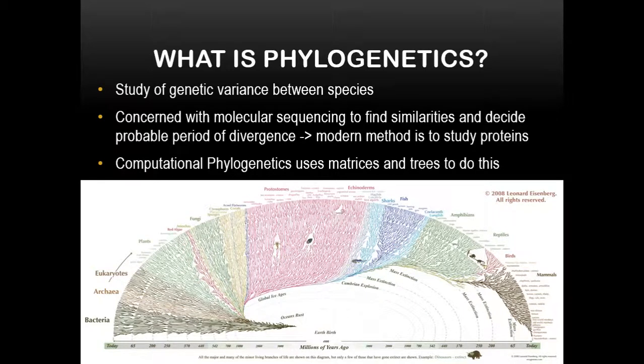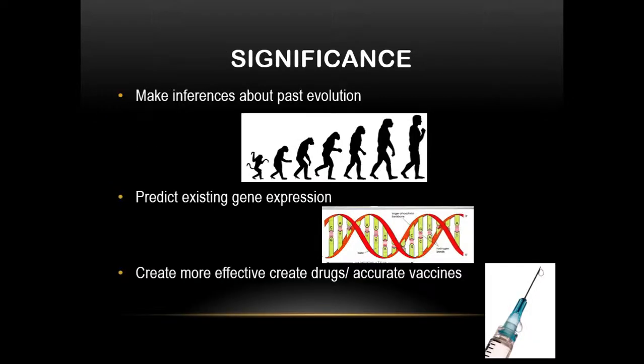But the computer science aspect of this is computational phylogenetics, which uses matrices and trees. And as you can see on the bottom, there's a pretty nice graph. Some implications of computational phylogenetics are that we can make inferences about past evolution. So we can make nice graphs like we saw in the previous slide, or, even more practical nowadays, we can make more effective drugs and accurate vaccines based on predicting these mutations of different genes. And we can also look at people's existing genomes for similarities.